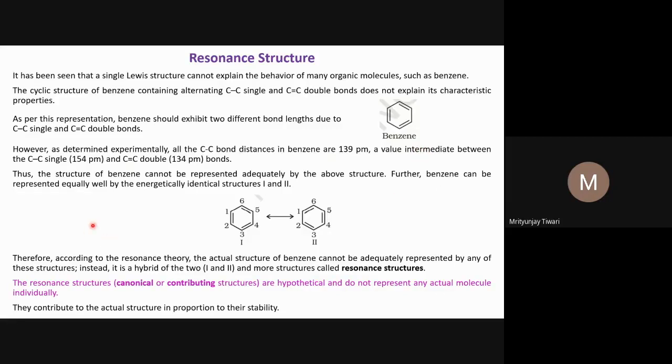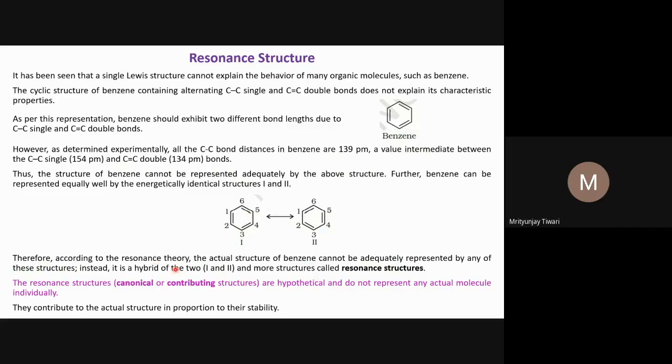Further, benzene can be represented equally well by another identical structure. This is one structure of benzene, and we can have another alternating structure, this one. This also represents benzene, but none of these two structures is the real structure of benzene. The real structure of benzene lies between these two structures, and there are many other resonating structures of benzene as well, although their contributions to the overall hybrid, or the real structure of benzene, are very small.